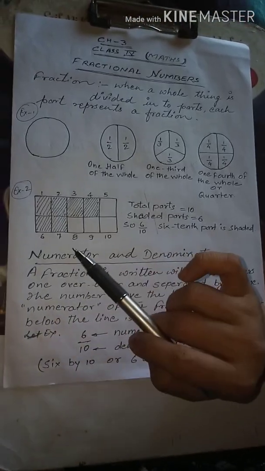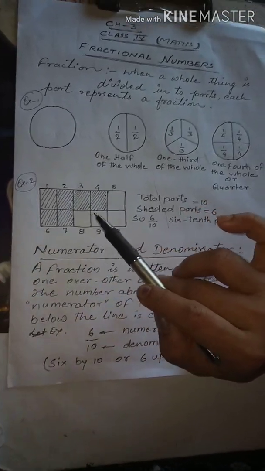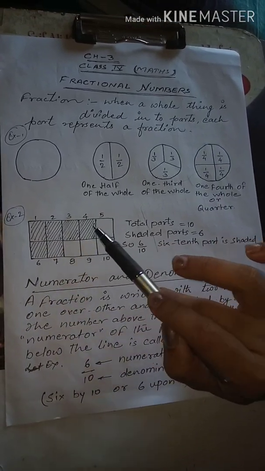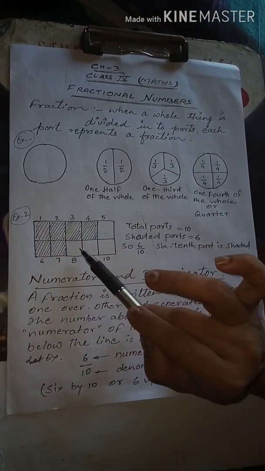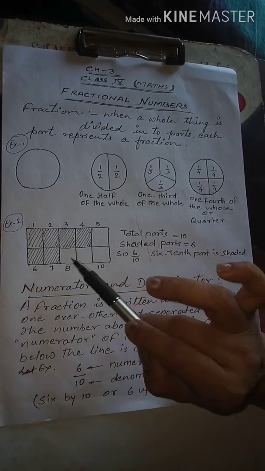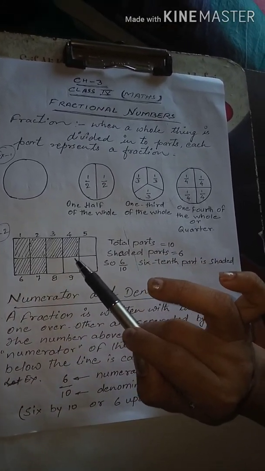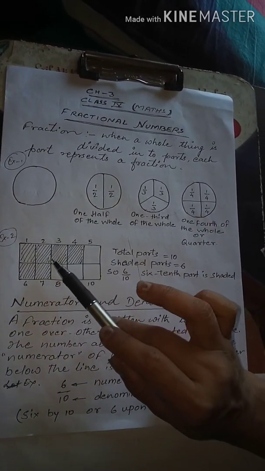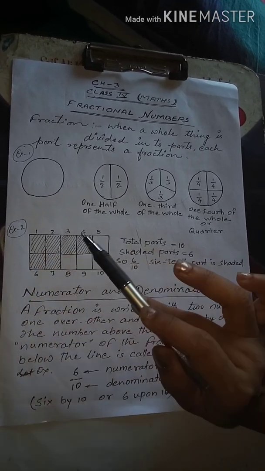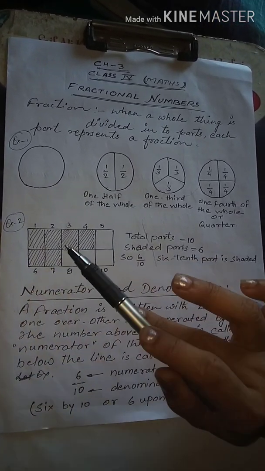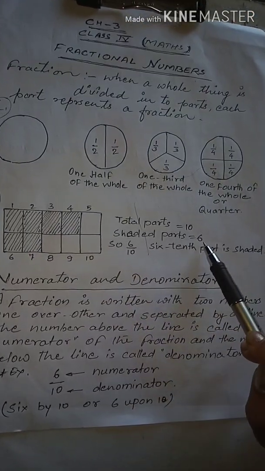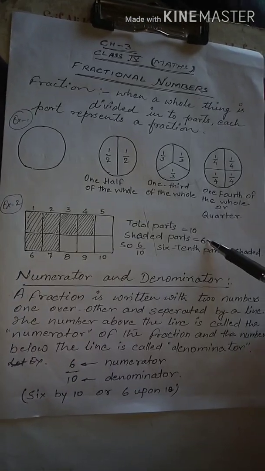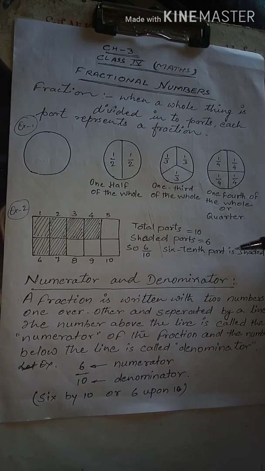Now next example, look at this figure. This figure is divided into how many parts? 1, 2, 3, 4, 5, 6, 7, 8, 9, 10. So 10 parts. So total parts equal to 10. Now you count how many parts are shaded. 1, 2, 3, 4, 5, 6. So total shaded parts equal to 6. So out of 10 equal parts, 6 parts are shaded. So 6/10 part is shaded.